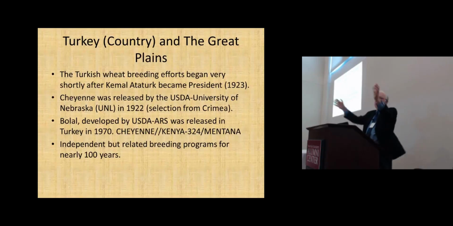And to give you an idea of how these global exchanges work, there was an international nursery for stem rust resistance. Nebraska, I always put it in because it's a very important trait for us. And in 1970, the Turkish breeders asked the University of Nebraska if they could release one of our lines, Bolal. And if you look at its pedigree, what is it? It's Cheyenne by Kenya by Montana. Half that line is Cheyenne.